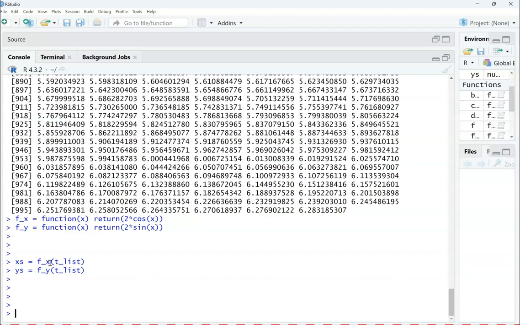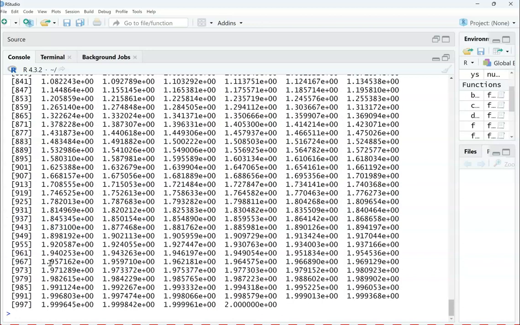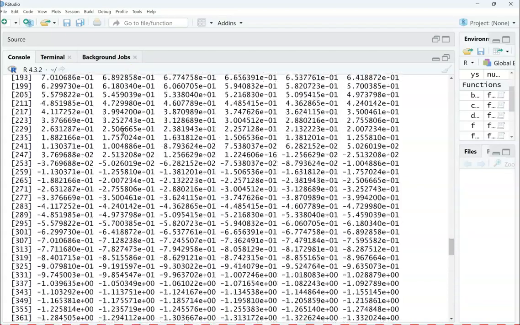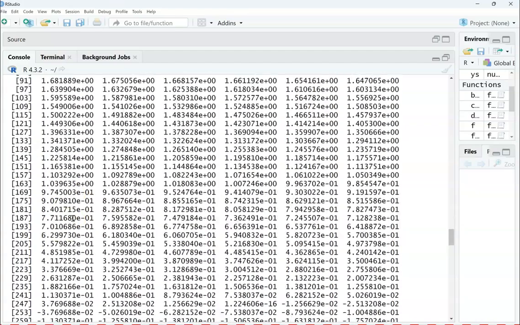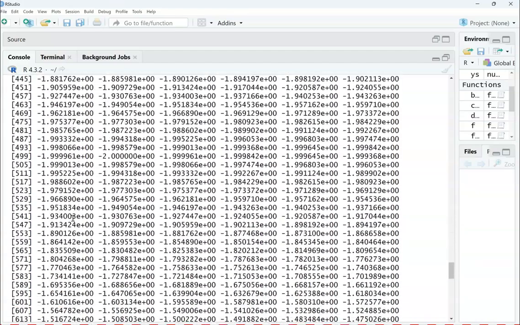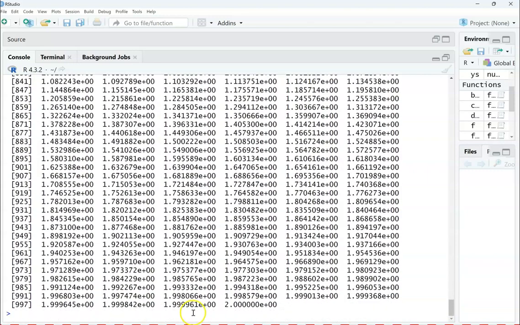All right. So just to show you what we created here, here's the x list, just to give you a list of x values. Here's a whole list of them. There's 1,000 of them. You can see here they start at 2, they go negative, and then they come back out and they end at 2, which is what you would expect if you're doing a circle. Okay, go around.